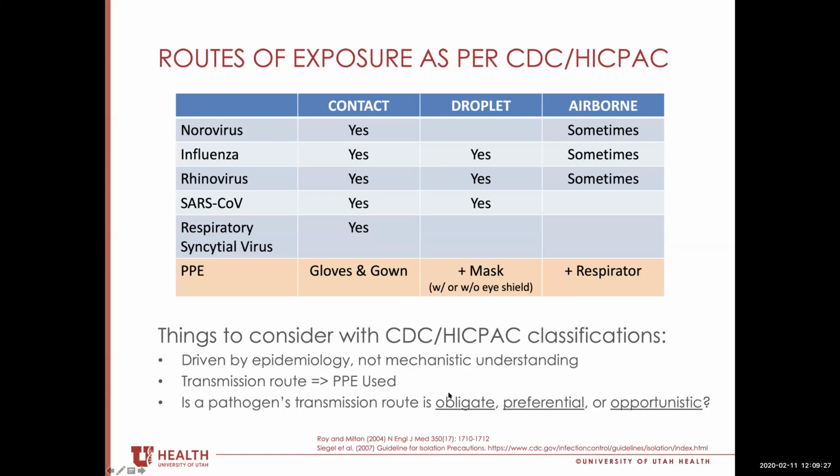The other thing is that there's a concept that's emerged in the last 15 years that is important in healthcare settings, because there's an idea that a pathogen's transmission route is somewhat flexible. So a pathogen could be obligate, meaning it has to be transmitted in a certain way. Preferential, meaning it's predominantly in one way, but it could be something else if a circumstance arose. And again, opportunistic, where you get this rare circumstance where there is an opportunity.